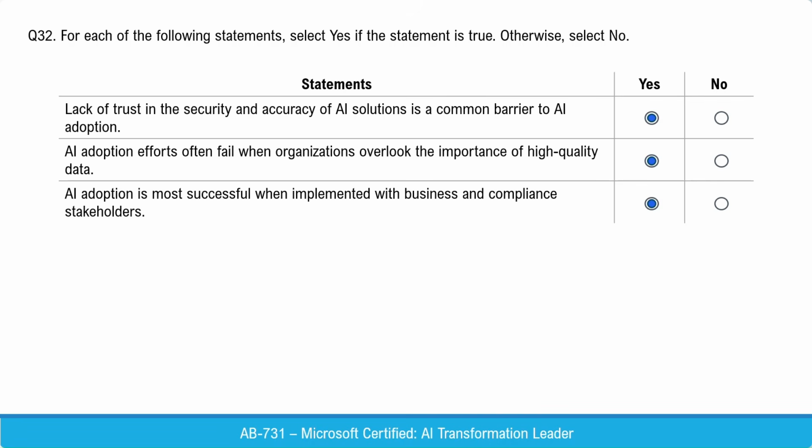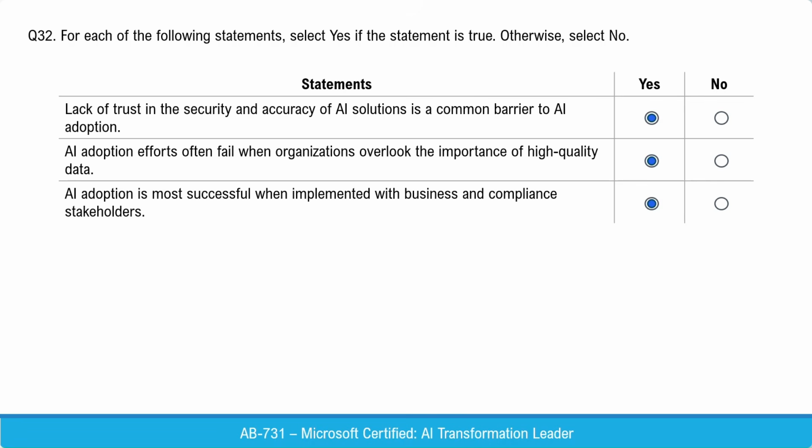See, statement one says lack of trust in the security and accuracy of AI solutions is a common barrier to AI adoption. This is correct. Organizations are concerned about data security, privacy, and whether the AI is producing accurate results. If users do not trust the system, they simply will not use it, no matter how powerful it is. So statement one is right.